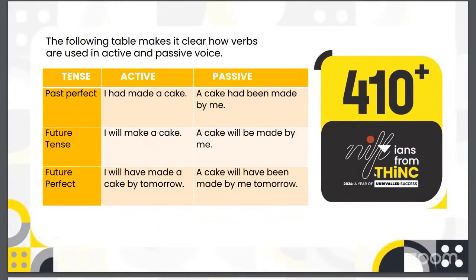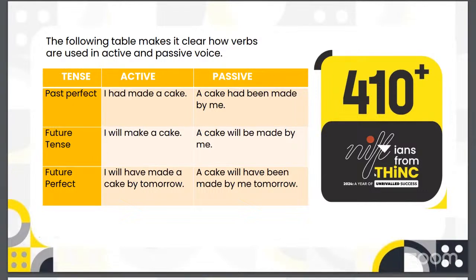Now, past perfect tense is: I had made a cake. Okay, I had made a cake. That is an action which was completed in the past. A cake had been made by me.